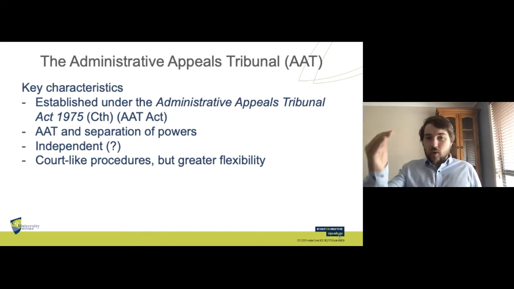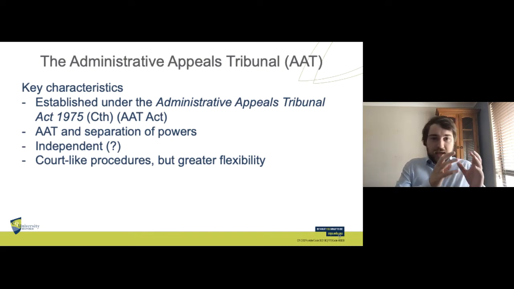It's certainly not quite as independent as a court, but that's a trade-off that has to be made in order to keep it within the executive, in order to empower it to undergo merits review. So, it's probably about as independent as we could get it while still staying in the executive branch, but it does still, of course, have some limitations.